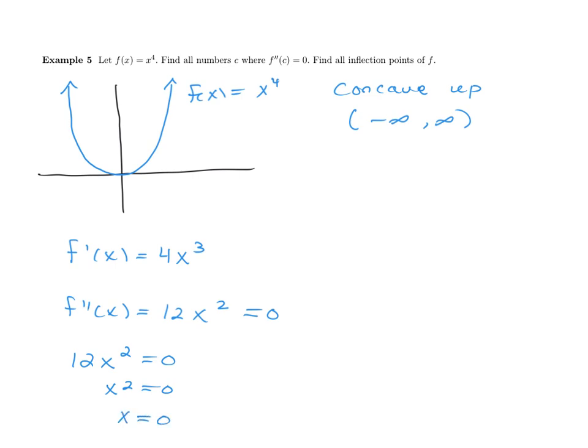The second derivative actually does equal 0 at x is equal to 0, which up here I'm calling that number c. So if you want, you could say, yeah, the second derivative is 0 at c is equal to 0. But there is no inflection point at this spot. It's concave up on the right and the left. There's no change in concavity there.